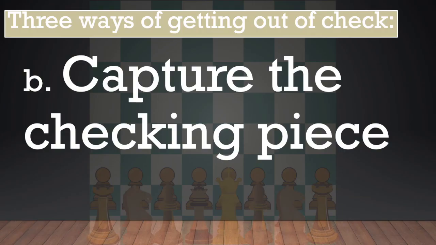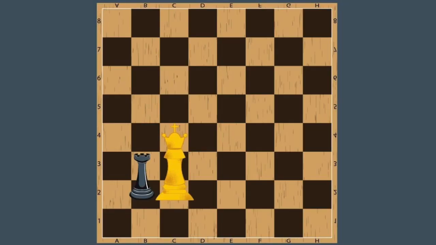Another way of getting out of check is to capture the checking piece. As you can see in this illustration, the rook which is in b2 checked the king which is in c2. Since the rook can move along files or ranks, this checking piece could be captured by our king, since the king can move one square in a rank, file, or diagonal.